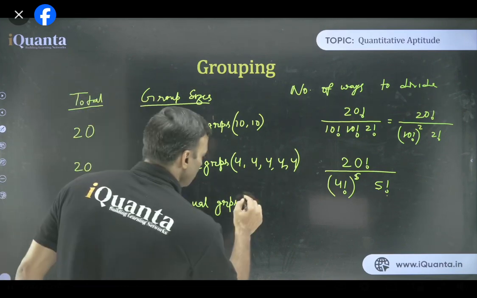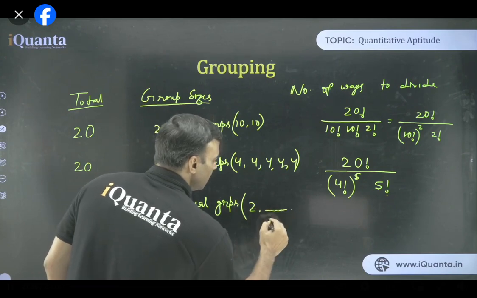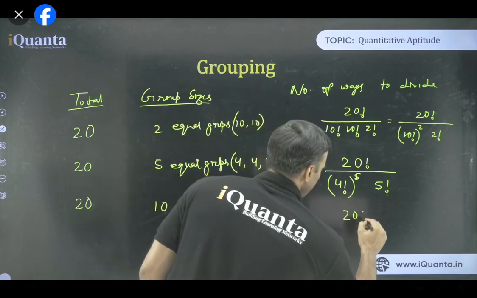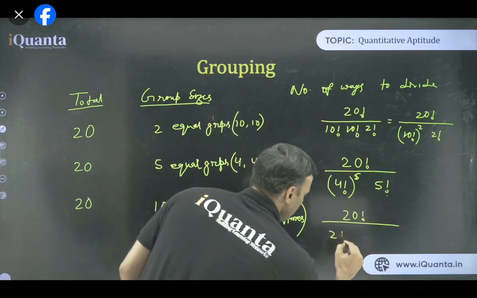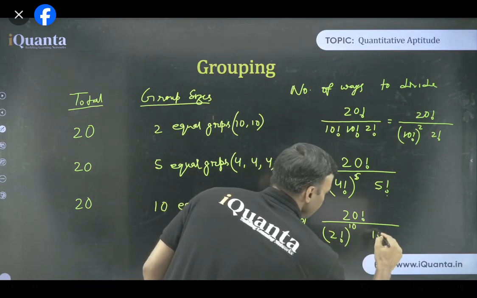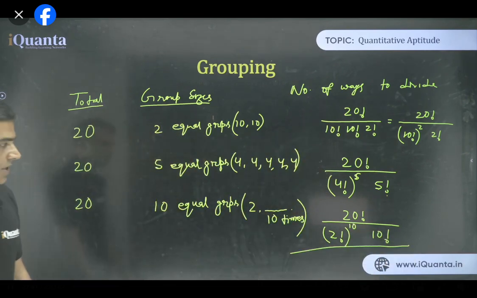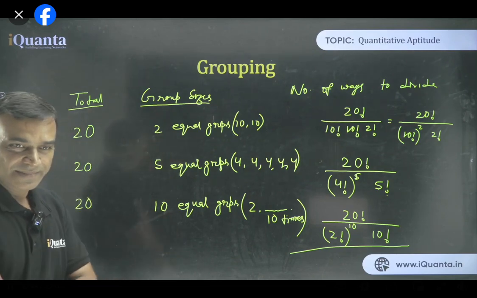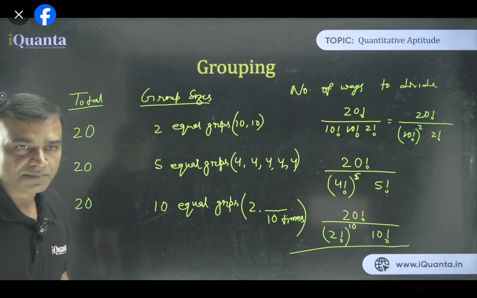So 10 equal groups means 2, 10 times. So can we skip the middle step and directly write the answer as 20 factorial divide by 2 factorial to the power 10 into 10 factorial. Though it looks complicated, it's actually a direct situation. Okay, I hope you've got it.